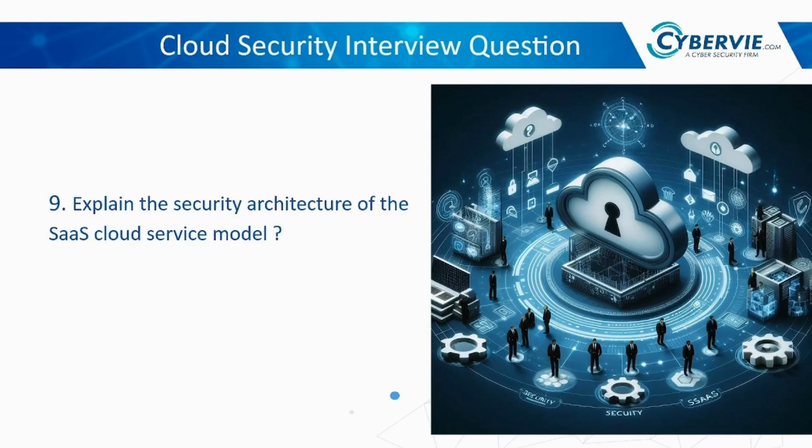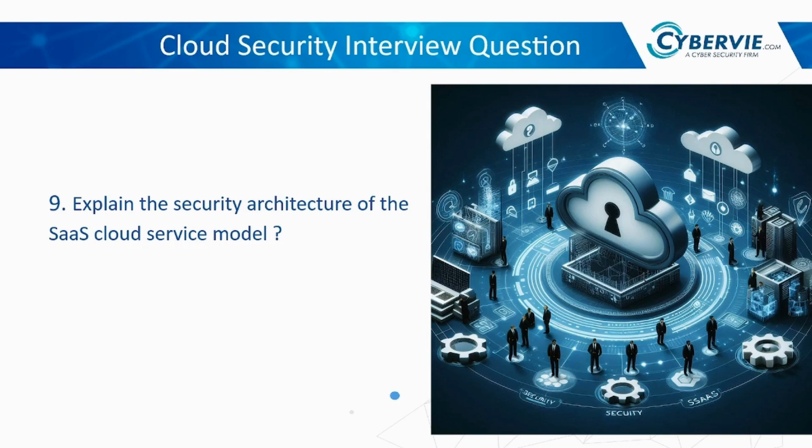Question number 9. Explain the security architecture of the SaaS cloud service model. The SaaS cloud service model depends on provider and customer responsibility. They work in conjunction. In provider responsibility, things come like secure infrastructure, where the provider secures the underlying infrastructure using access control, firewalls, and IDS. Also secure software, where the provider secures the SaaS application itself through vulnerability management, code reviews, and secure coding practices. Whereas in customer responsibility, data security, user management, and compliance come in.